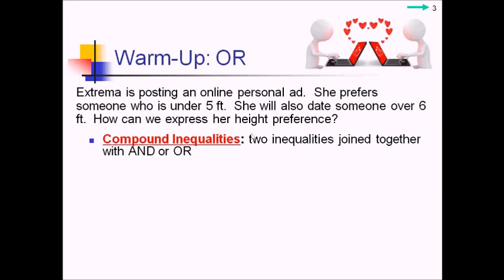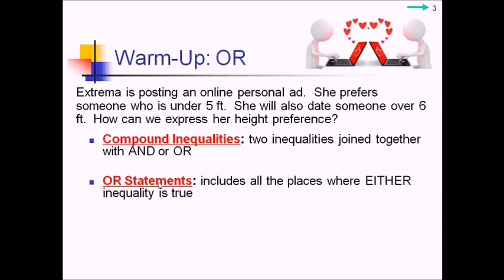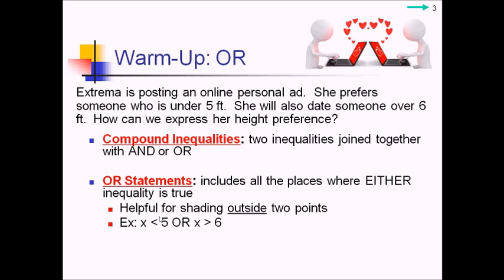Compound inequalities are actually two inequalities joined together using an AND or an OR, and those two things do different things. For example, with an OR statement, these statements give you all the places where either of the two inequalities is true. This is really helpful if you want to shade outside 2 points. For example, let's say that we write Extrema's preferences here as x less than 5 or x greater than 6. She wants someone shorter than 5 feet or taller than 6 feet, and she's happy with either one.